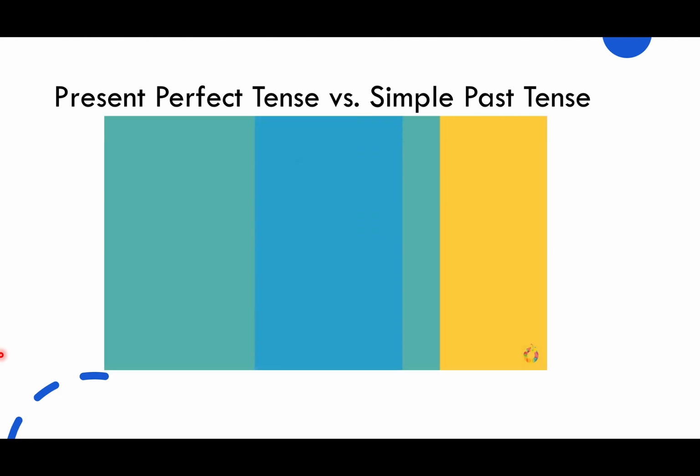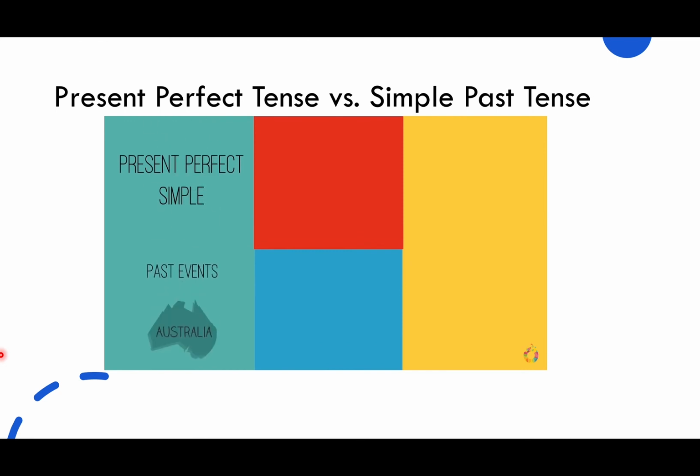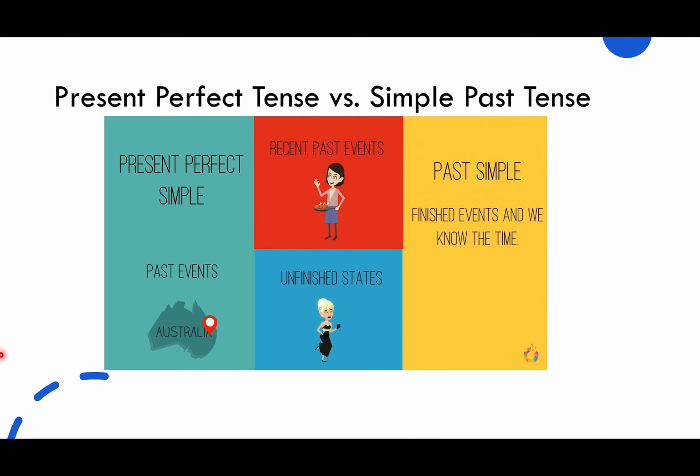So, to summarize, we use the present perfect simple for past events, recent past events, and unfinished states. And we use the past simple for finished events where the time is known.